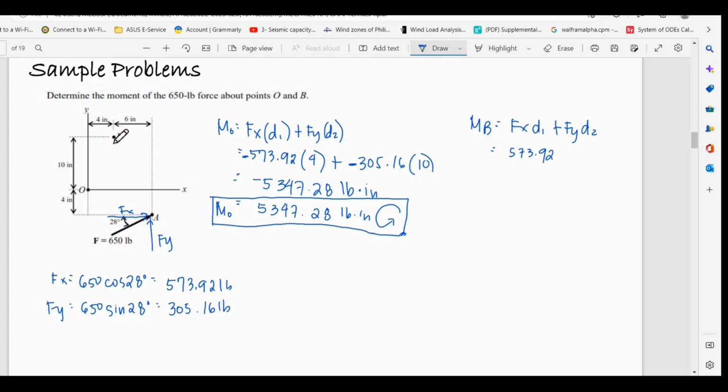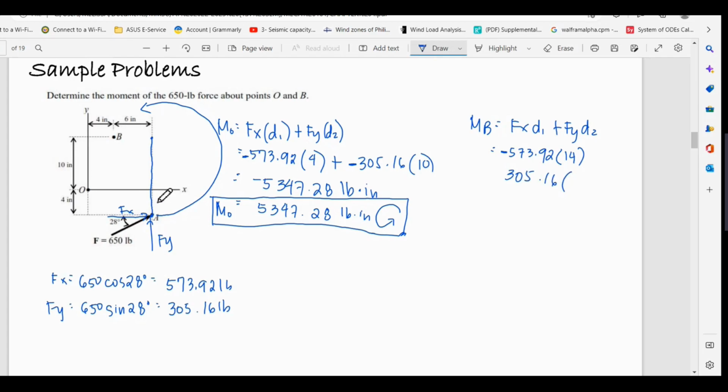So, again, gagawa tayo ng parang stick. Ang kanyang tip will be the moment center papunta sa tip ng force natin. So, ayan. So, ito na yung magiging distance in perpendicular to our point B. So, this is equal to 14 inches. And then, ayan. Mag-apply tayo ng force Fx dito sa ating stick. For example, here, anong mangyayari? We have what motion? Iikot yung ating stick into counterclockwise direction. Therefore, we have here negative. Okay? Next one, Fy natin is 305.16. So, ano yung magiging moment?